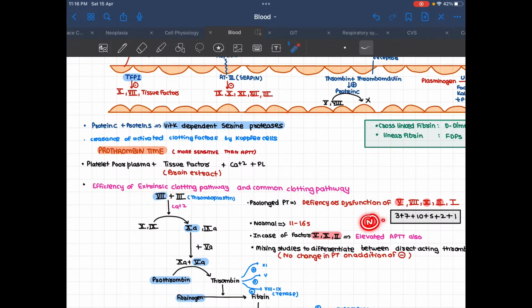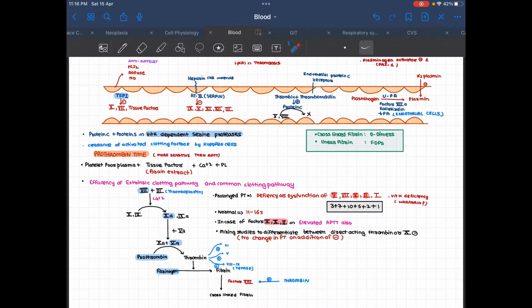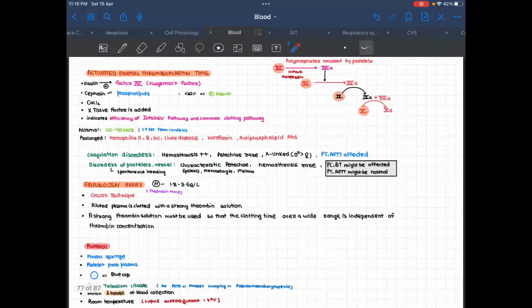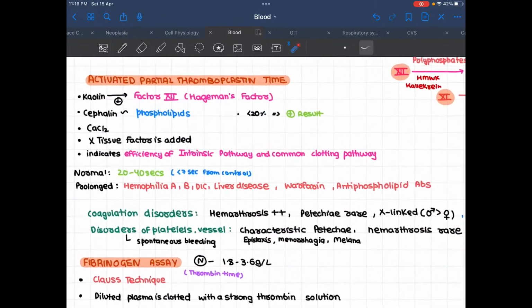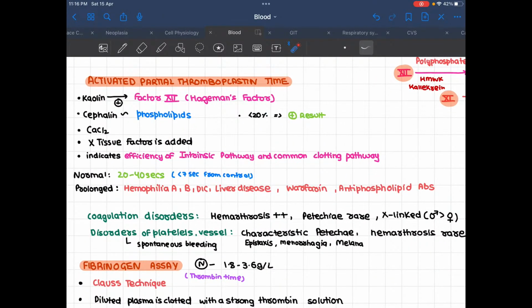The normal that we take is 11 to 16 seconds. Okay? That's your important thing, and we have discussed this. What about the activated partial thromboplastin time? In this case, we're going to perform the experiment somewhat differently.